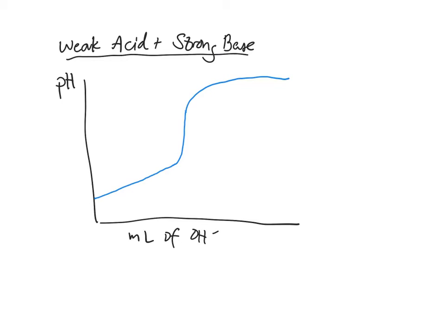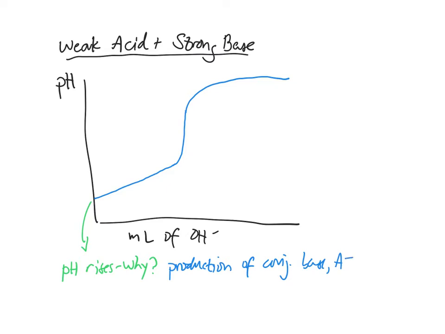So the first difference is indeed this rise. So the pH rises. Why is that? Well, the pH rises here more than the other one because at any point when the strong base has been added to the weak acid, there is a conjugate base being produced. So the production of the conjugate base, let's call it A minus, raises the pH.